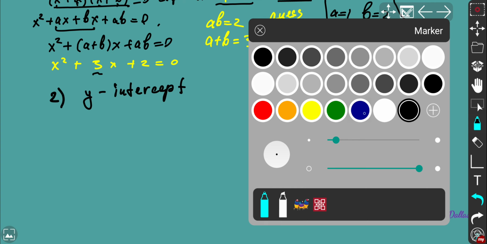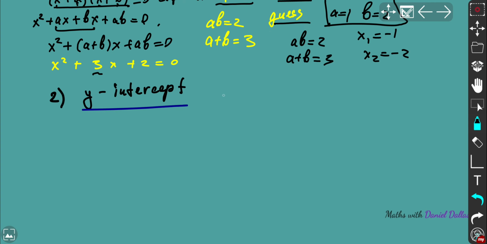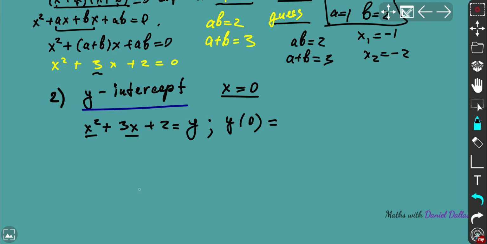How to find the y-intercept? We just heard that we need to say that x is going to be 0. So in our case, x squared plus 3x plus 2, this is our function, equals y, and we plug in x equals 0. So we need to find y of 0 for our function. Everywhere x stays, we plug in 0, and we'll get 2, because 0 plus 0 plus 2.